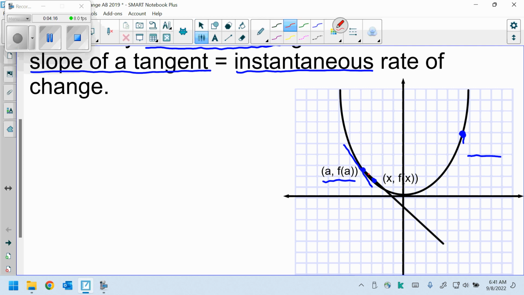But what if I move it even closer? Let's move x, f of x right there. Well, now I got to move that line again. Boy, that's even closer to being the tangent line, isn't it? So if the points are really close to each other, then the slope of the secant and the slope of the tangent become pretty darn close to each other.